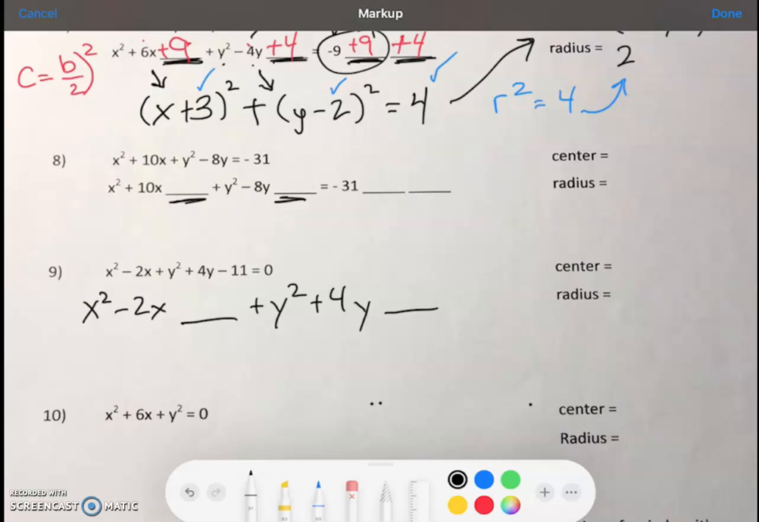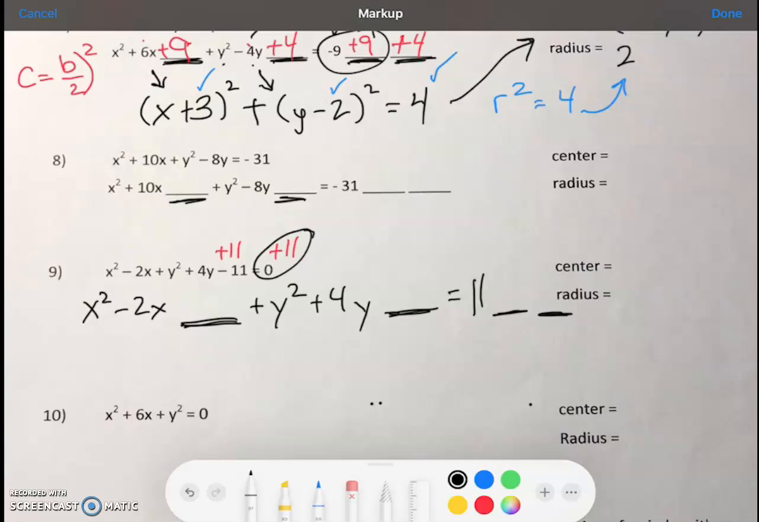Oh, you got to add this 11 to the other side of the equal sign. So I'm going to add that over. And so this will equal 0 plus 11 is 11. And then I'm adding 2 blanks here. So 2 blanks there.